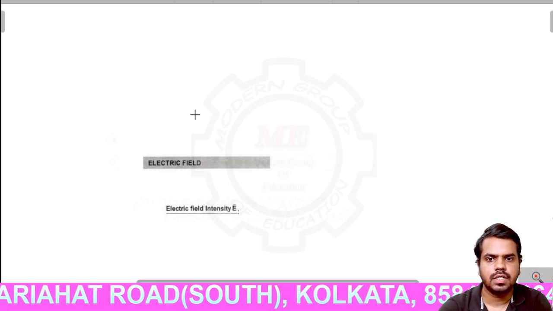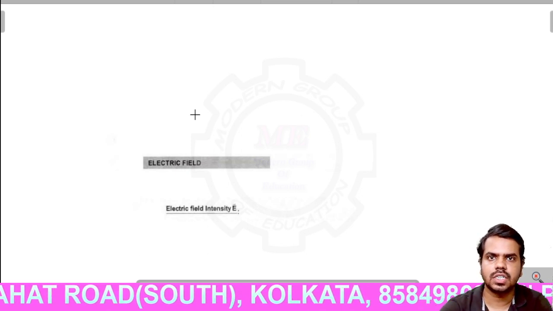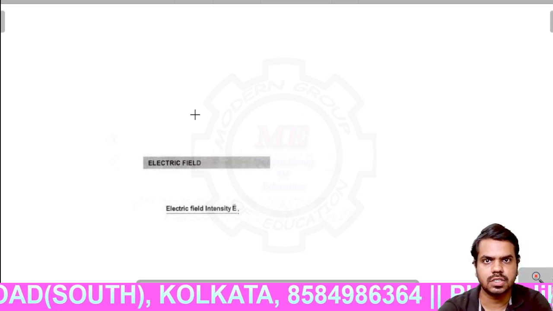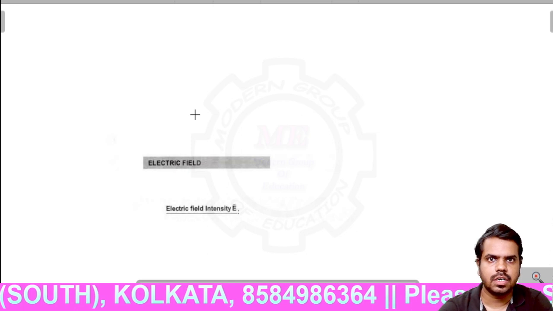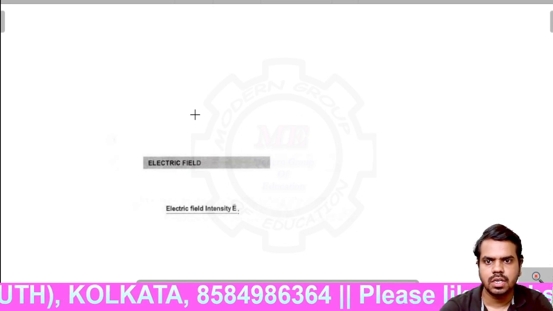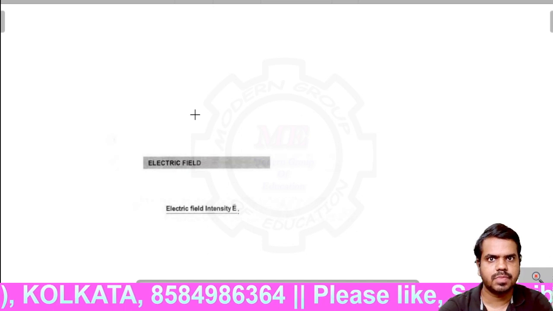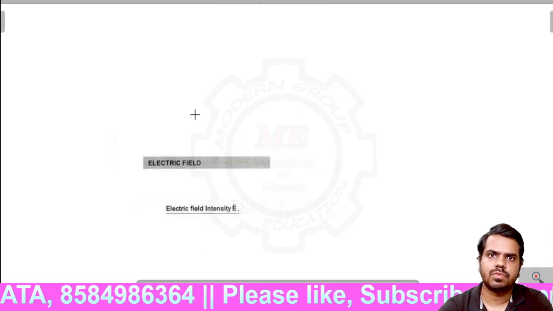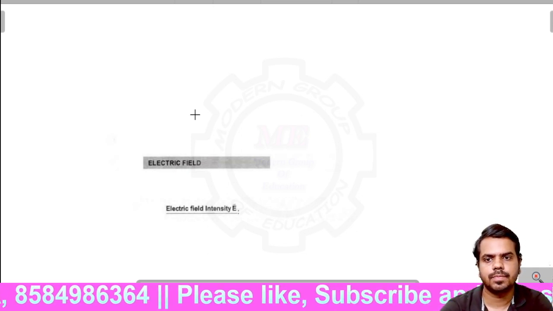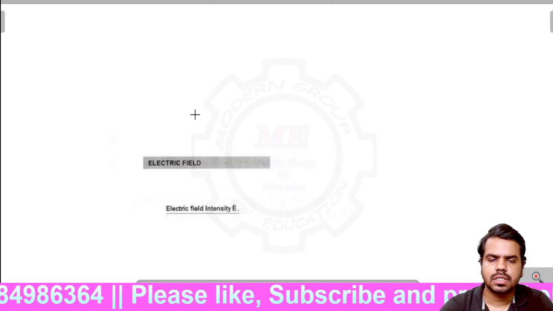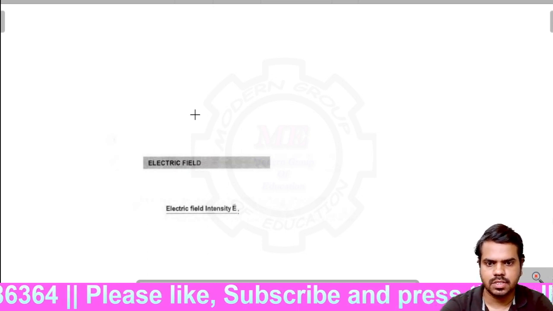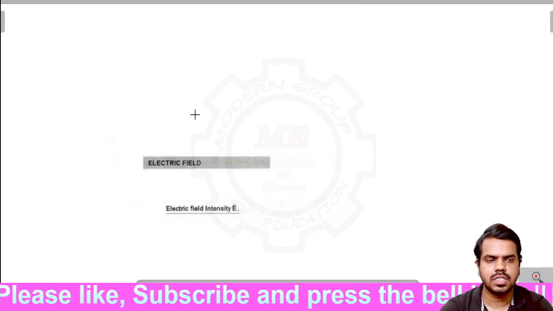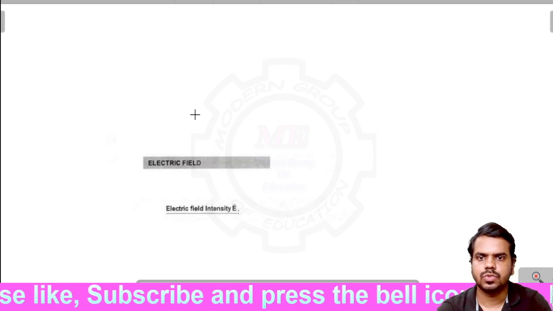Electric field is a region around a test charge. I already told you about the properties of a test charge. So electric field is the region around a test charge in which, if another charge is present, it will experience an attractive or repulsive force, depending on the nature of the charge. If the charge is positive, and the test charge is always positive, they will repel each other, and if the other charge is negative, they will attract each other. So this is the electric field.